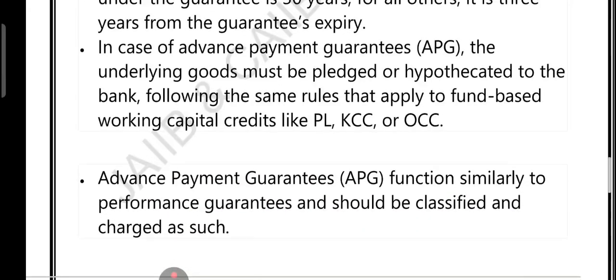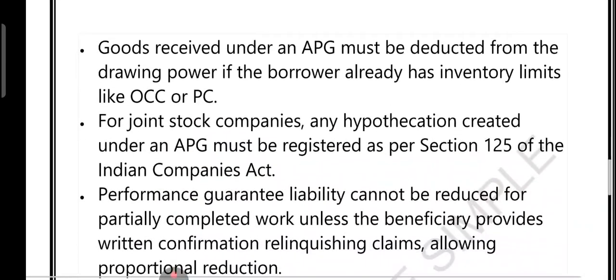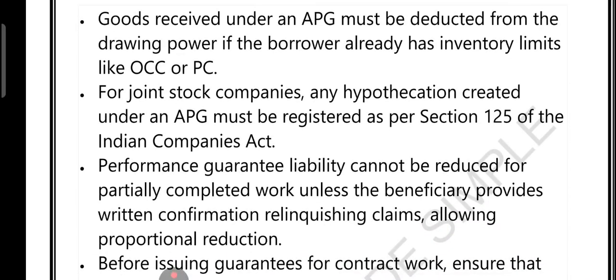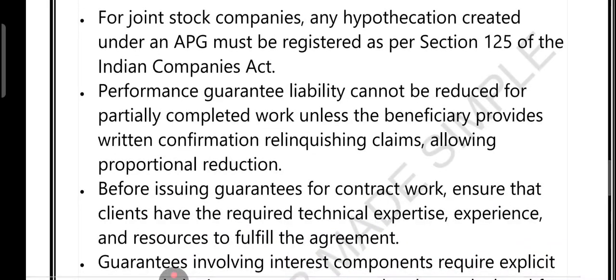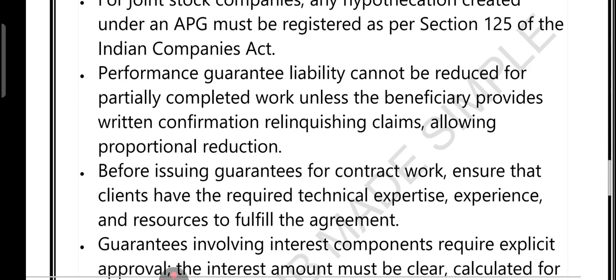Now friends, company charge. If a joint stock company takes APG, the charge must be registered under Section 125 of the Companies Act. Suppose partial work is done, which means bank liability won't reduce for incomplete work unless the beneficiary gives written confirmation. Before a contract guarantee, ensure that the client has the technical skill, experience and resources to complete the work.